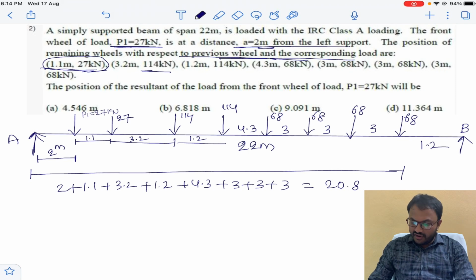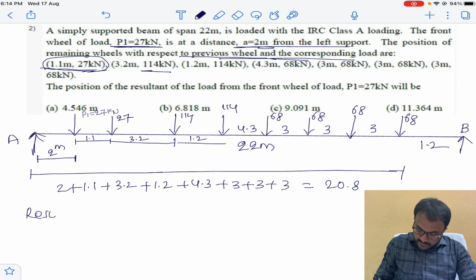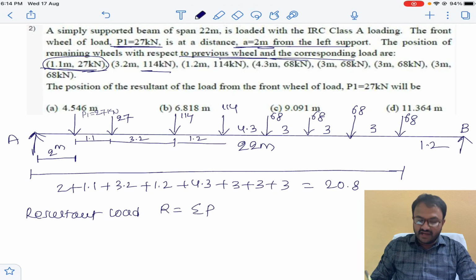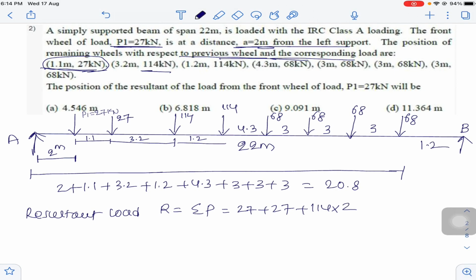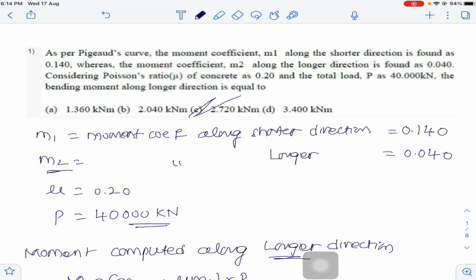Clear? Now what he is asking is the position of the resultant of the loads from the wheel load P1. So the resultant load R will be the summation of P values. That is, 27 plus 114. Similarly you have two 114 loads and 68 into 4. So there are 468 kilonewton loads. So the total summation will be 554 kilonewton.